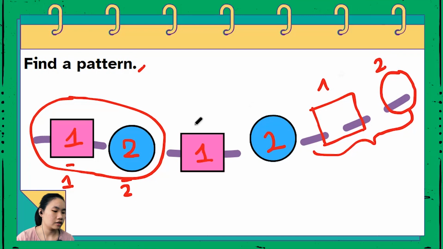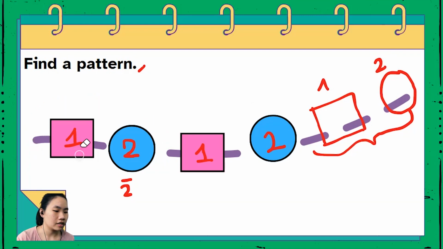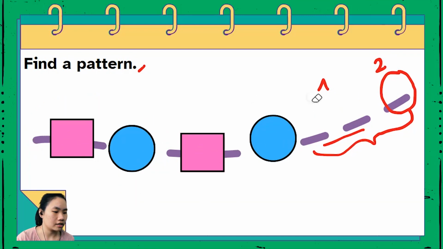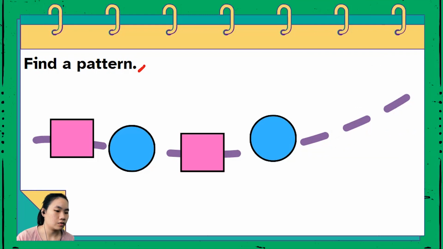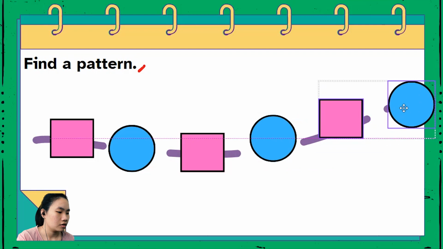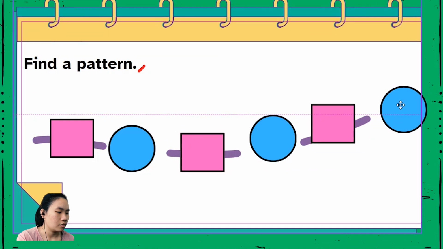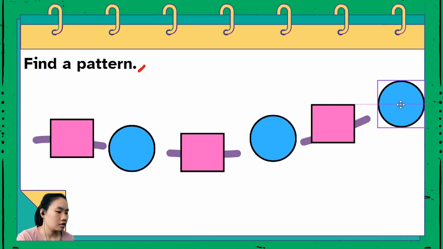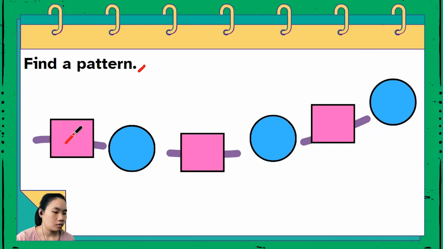1, 2. Now let me erase these and copy and paste the pattern to where it belongs. 1, 2, 1, 2, 1, 2, 1, 2.